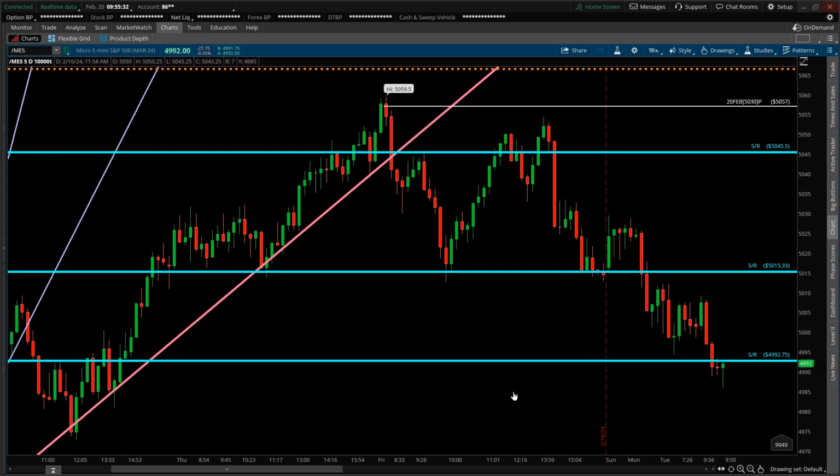So what I'll do is I'll provide the breakdown of this option trade of the S&P 500. And until the next setup, I'll see you.